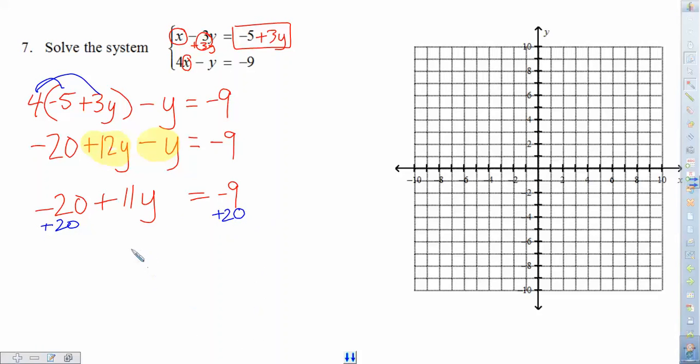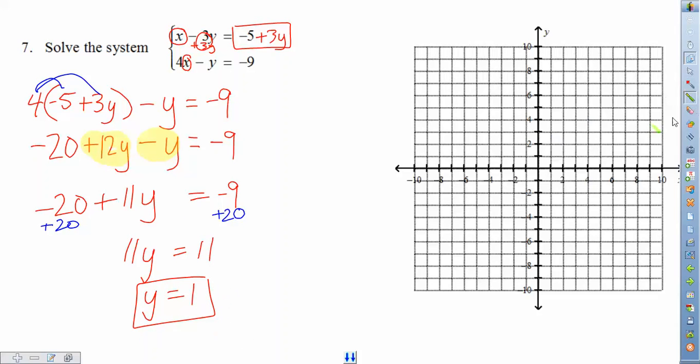And, ooh, what a coincidence. I think negative 9 plus 20 would put you at positive 11. So then dividing both sides by 11, y should be 1. Box. Here's the awesome part about substitution, ladies and gentlemen. We have some math in a box right there. y equals 1. We have some more math in a box right there.